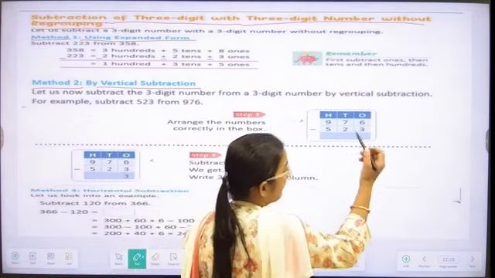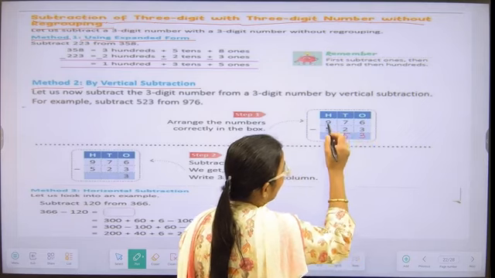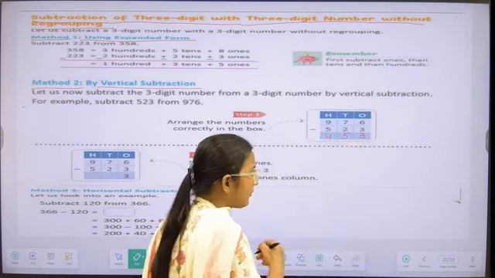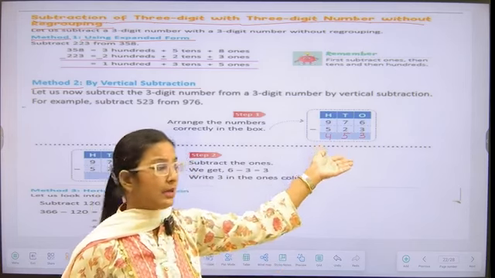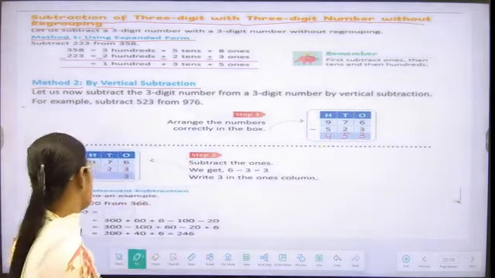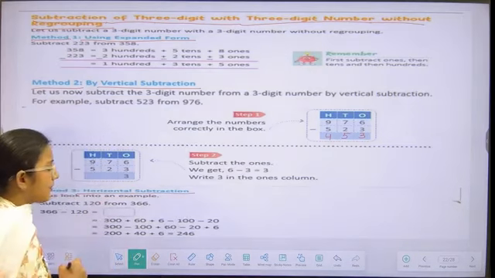Now we are going to subtract them. 6 minus 3, I am getting 3. 7 minus 2, I am getting 5. 9 minus 5, I am getting 4. So we can say that our difference is 453, student. Moving to our next method, this is horizontal subtraction.